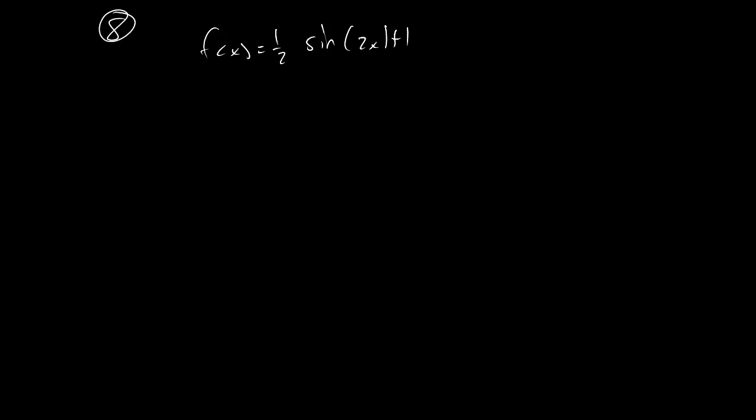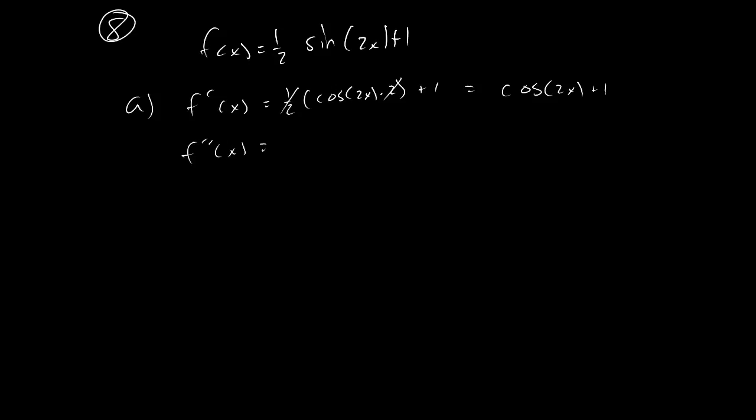Number 8. Given the function f of x is equal to 1/2 sine 2x plus 1, I want to A, find my derivative and find my double derivative. Alright, so I have 1/2 outside function cosine 2x times inside function, which is 2, plus 1. So this can be simplified because my 2 and my 1/2 cancel out. So this is cosine 2x plus 1. Oh, just kidding. The 1 goes to 0 because you take a derivative of it. So that goes away. Jeez, I'm just not on my game.